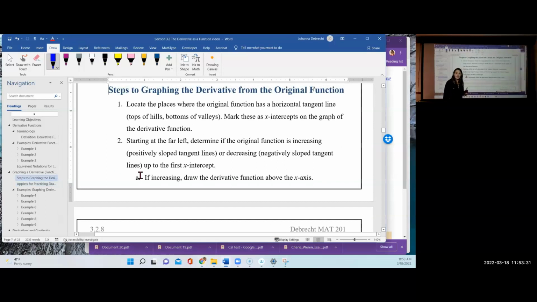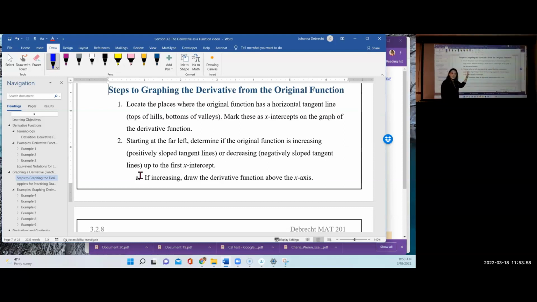What are the things that we're looking for? When we're graphing the derivative from the original function, we want to locate the places where the original function has a horizontal tangent line, the places of relative maximum or minimum on the graph. When you have a horizontal tangent line, that corresponds to an x-intercept on the graph of the derivative.